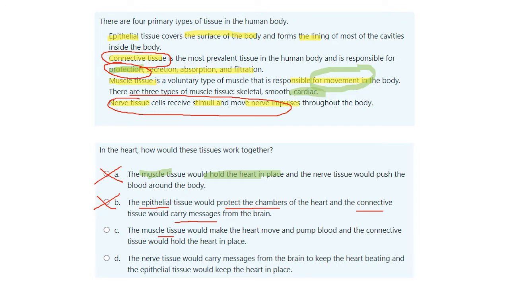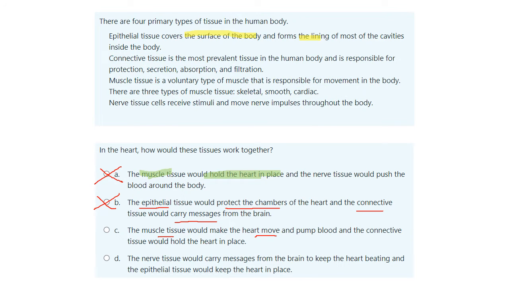C, the muscle tissue would make the heart move. So muscle, let's clear that off there. So we'd have muscle tissue making the heart move and pump the blood. Connective tissue, holding the heart in place. Connecting the heart to the rest of the body, protecting, secretion. Yeah, I think C looks like a good answer.